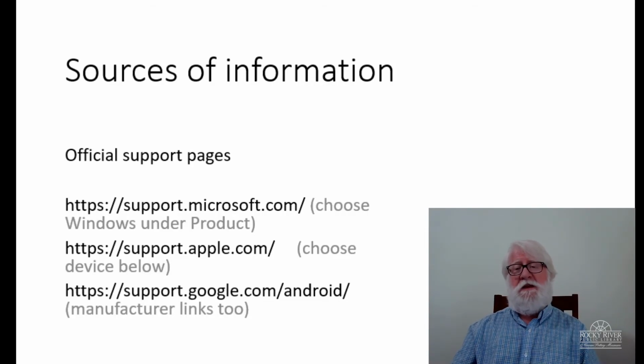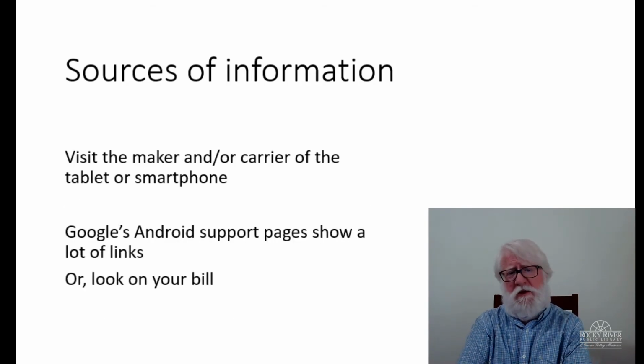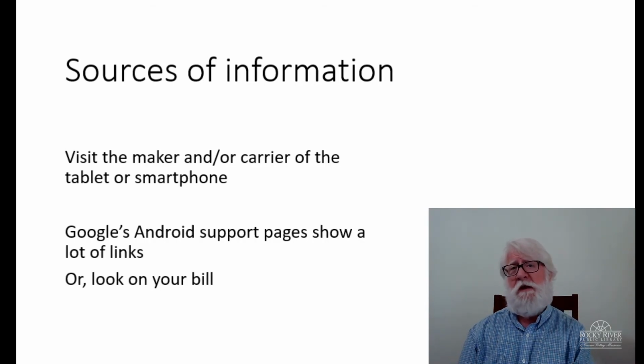And there are manufacturer links there as well. So if you know you have a Samsung Android device, there's a link to get to Samsung there. And you may have to visit the maker or carrier of the device as well. So the carrier of your device would be like AT&T, Sprint, Verizon, Consumer Cellular, all those. And they may have individual support pages for their branded devices. Google's Android support page does show a lot of links, and so you might find it there. One other place to check is on your bill, your cellular bill, because certainly they're going to give you support information on that bill every time.